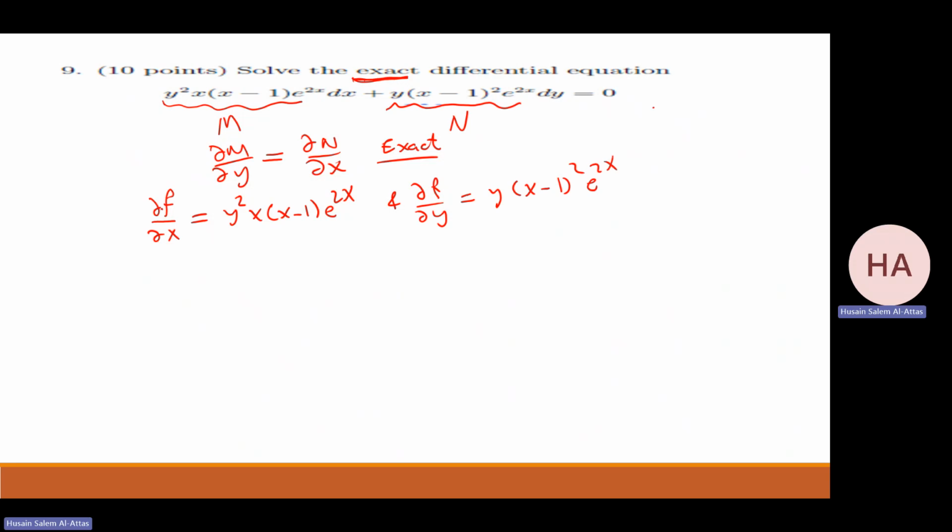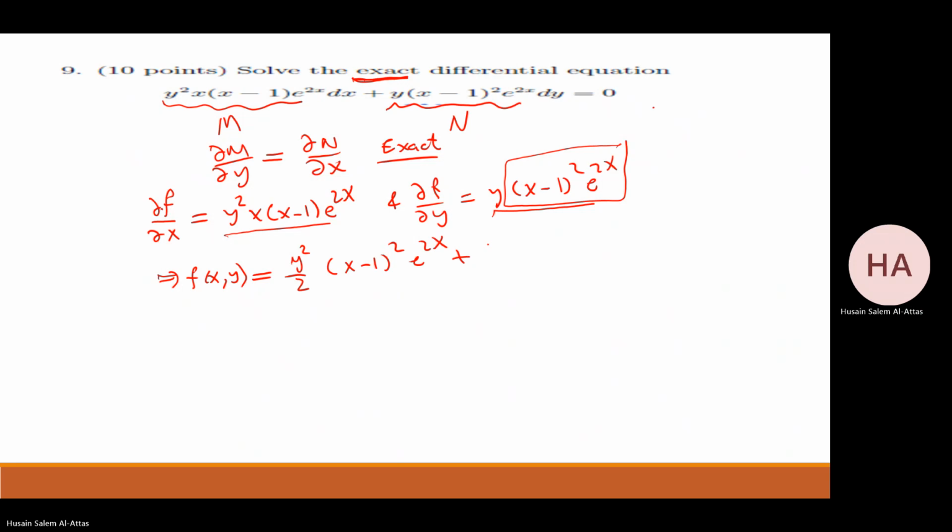So what do you think? Which should I start with? To integrate this one with respect to x will be very complicated. But if I integrate this with respect to y, I will consider x as a constant. So I have f of x and y equal to y squared over 2 times x minus 1 squared e to x. Don't forget this function of x.